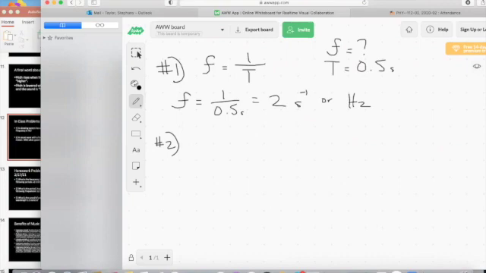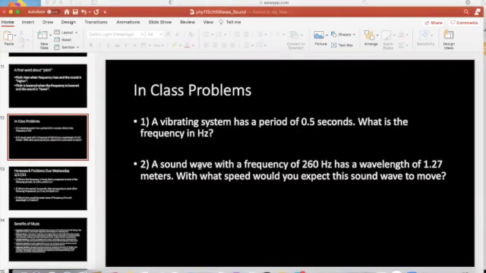All right, let's go to number 2. A sound wave with a frequency of 260 hertz has a wavelength of 1.27 meters. With what speed would you expect this sound wave to move? So we're looking for our speed, which is v. We have our distance, and we have our frequency. Let's write down what we have.